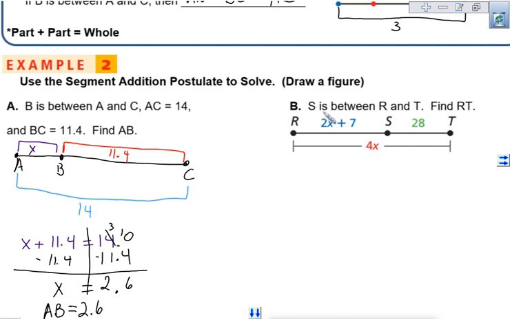Our next question. We have point S is between points R and T. Find the length of RT. And we already have our picture. So again, you take your two parts and set it equal to your whole. So 2x plus 7 plus 28 equals 4x, because two smaller things add together every time and equal your larger part.